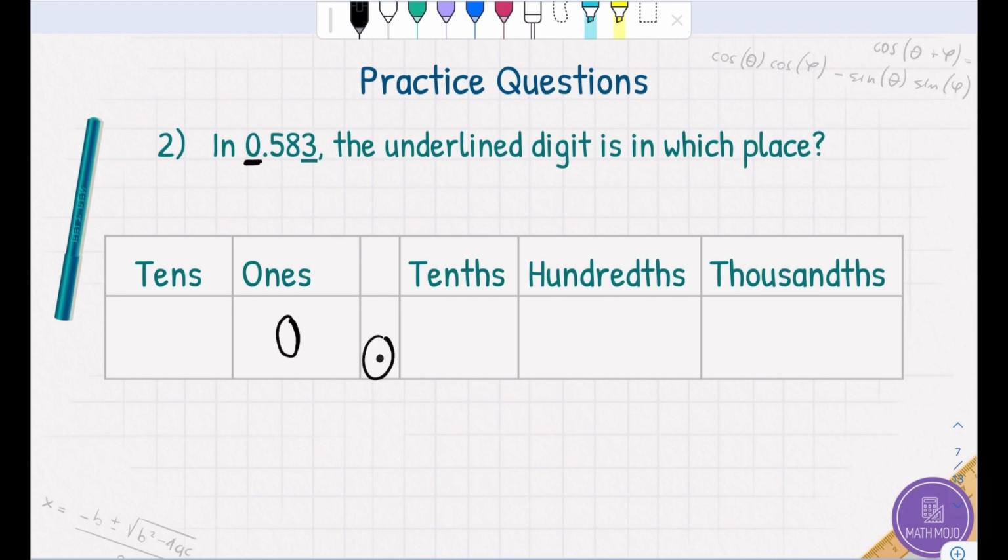And then we would put the 5 in our tens column, the 8 in our hundreds column, and the 3 in our thousands column. So to answer this question, the underlying digit is in the thousands column right over here.